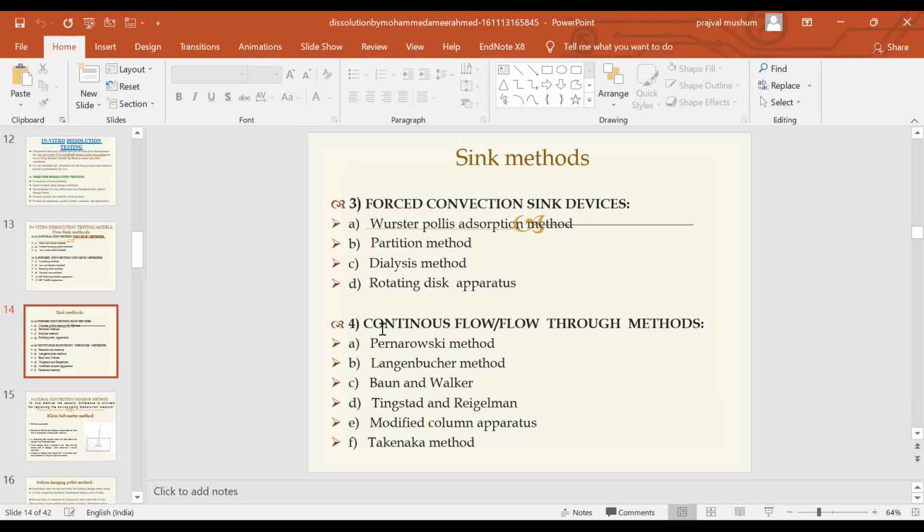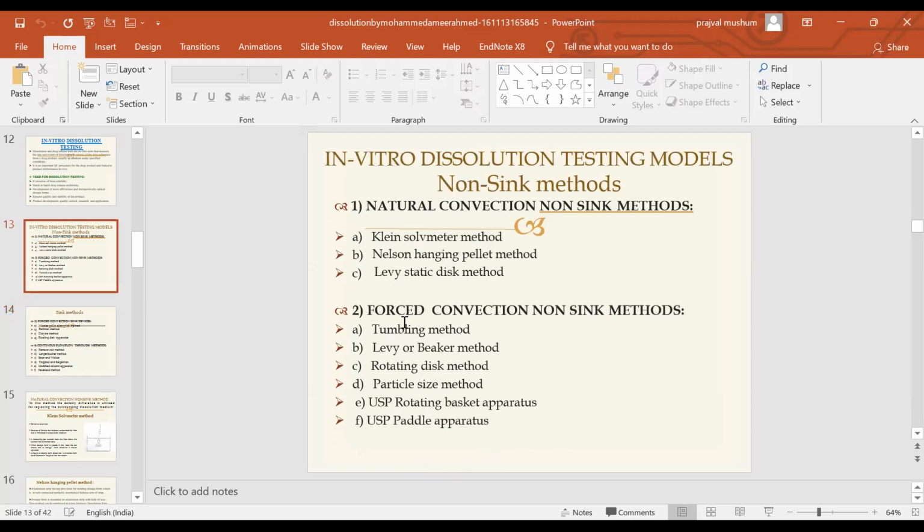Next, the in sink devices. Last one is the continuous flow or flow through methods: Pernarowski method, Langer-Bucher method, Baun and Walker, Tingstad and Riegelman, modified column apparatus, Takenaka method. These are the sink methods. 3 and 4 are sink methods. 1 and 2 are non-sink methods. I will discuss one by one.